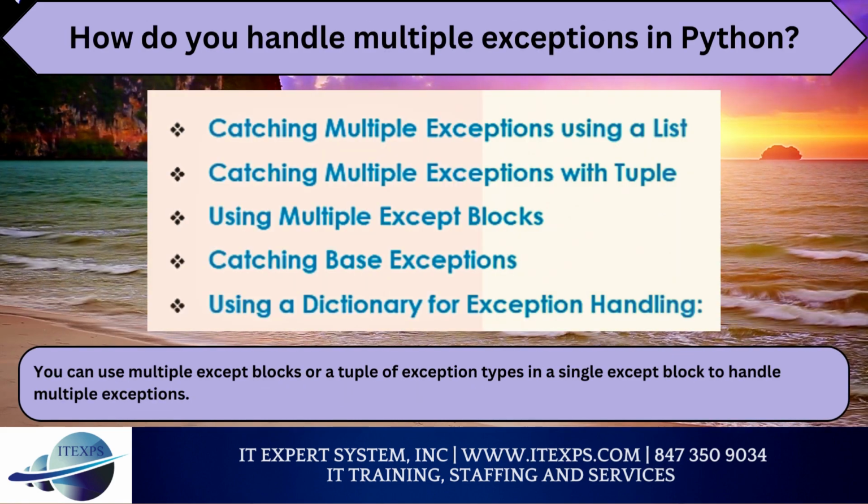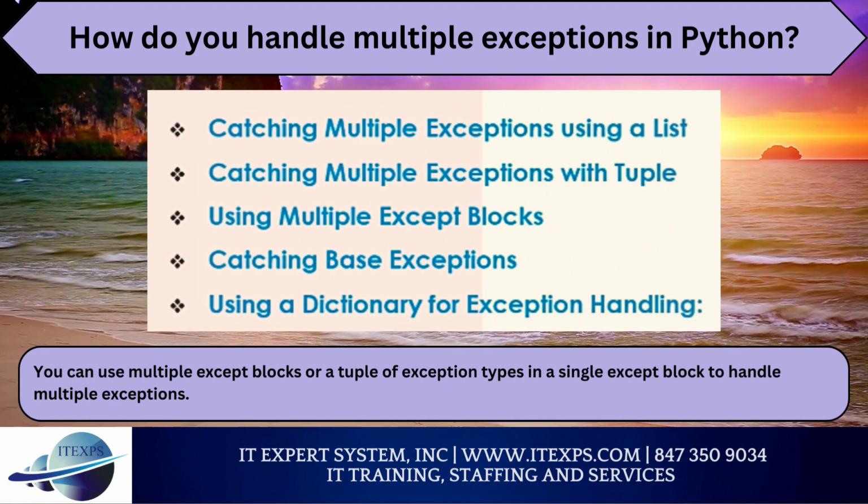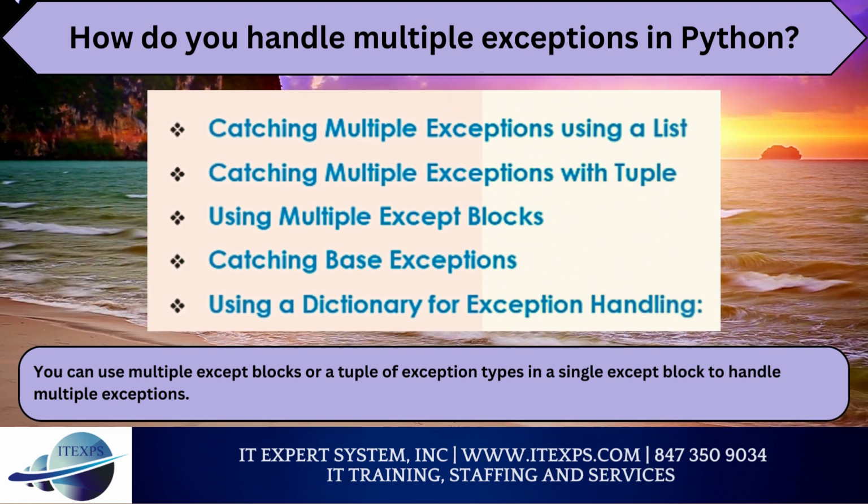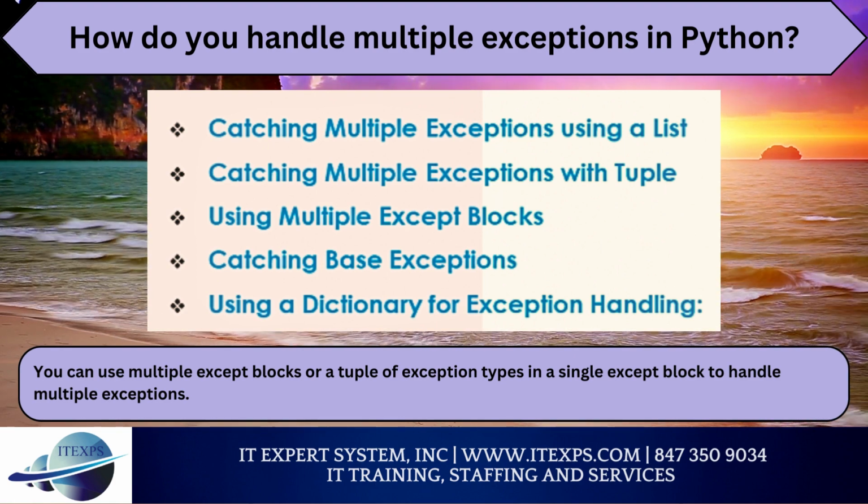How do you handle multiple exceptions in Python? You can use multiple except blocks or a tuple of exception types in a single except block to handle multiple exceptions.